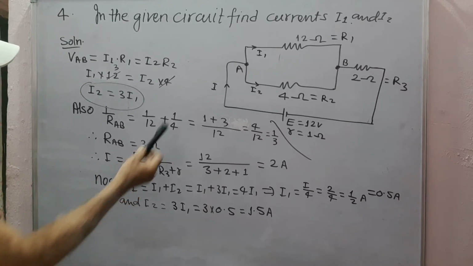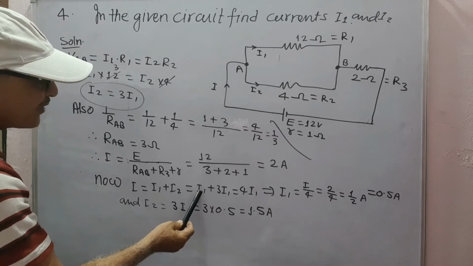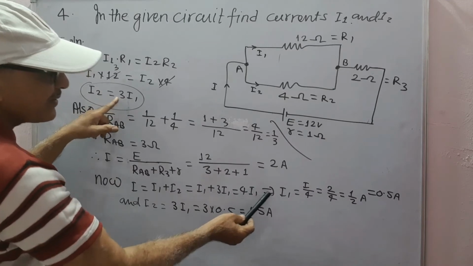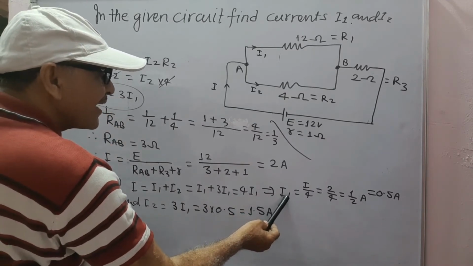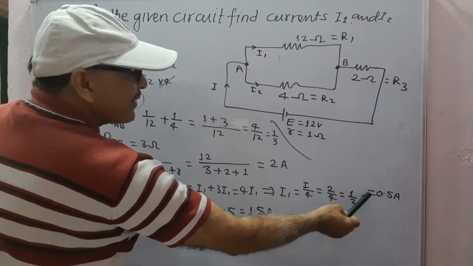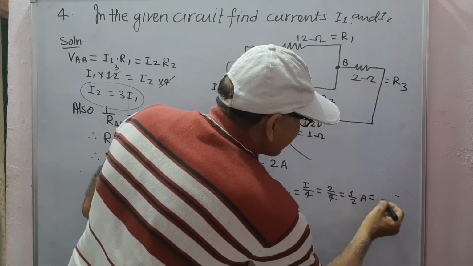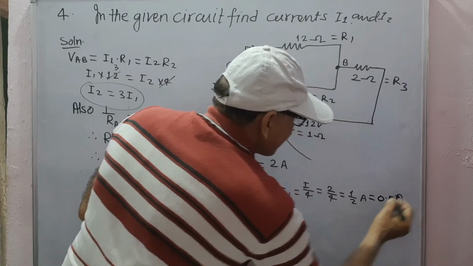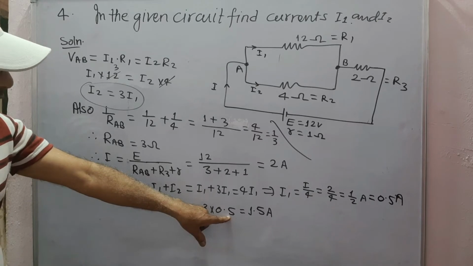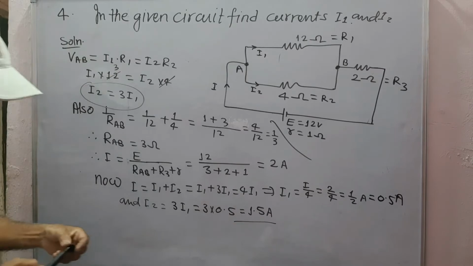Now from KCL at point A, I will be equal to I1 plus I2, which is I1 plus 3 I1, so this is 4 I1, which gives I1 is equal to I by 4. I is 2 ampere, therefore 2 by 4, which is 0.5 ampere. Now I2 will be 3 I1, 3 into 0.5 ampere, therefore I2 will be 1.5 ampere.